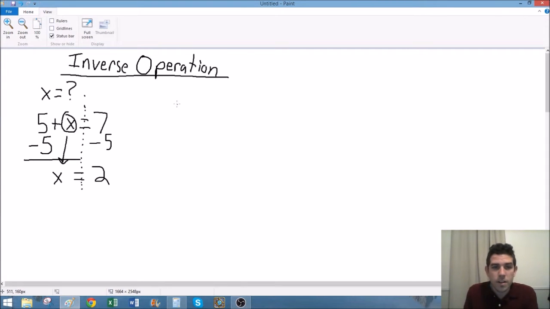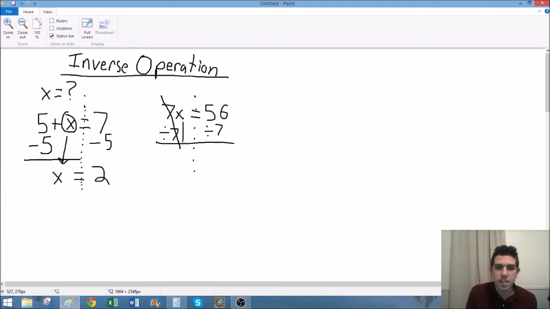Now what if it gets a little harder? Like 7x equals 56. So what times 7 equals 56? And you may know the answer to that, but let's use inverse operation again. The opposite of x times 7 would be divide by 7. Again, let's split the problem up, divide both sides by 7, and these 7's cancel each other out, leaving just the x equals 56 divided by 7, 8.